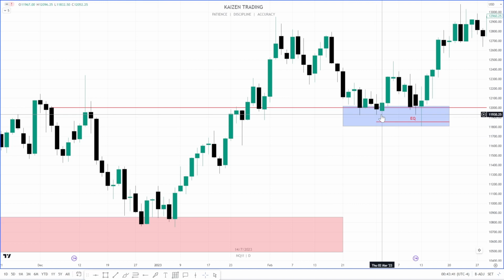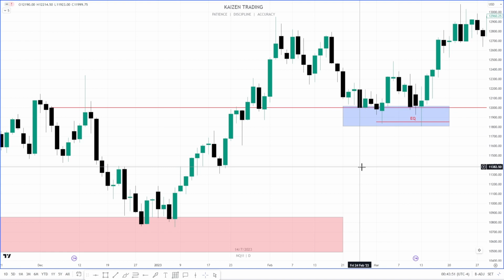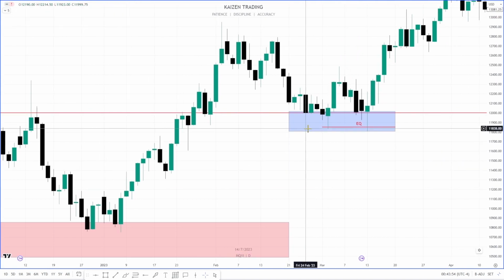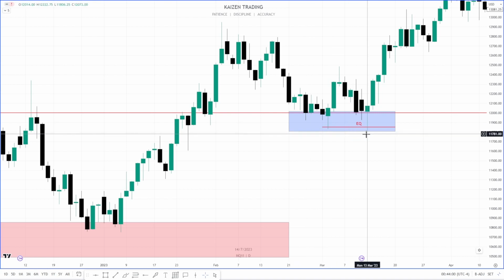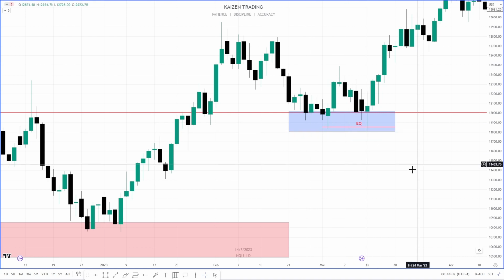So we're waiting, waiting, waiting. And look what price does before it goes into the discount. It gives you clues that it's going to go lower. Equal lows, weekly order block. Okay, so let's go look at this area on a lower time frame. And we have an area of February 24th all the way to March 13th.